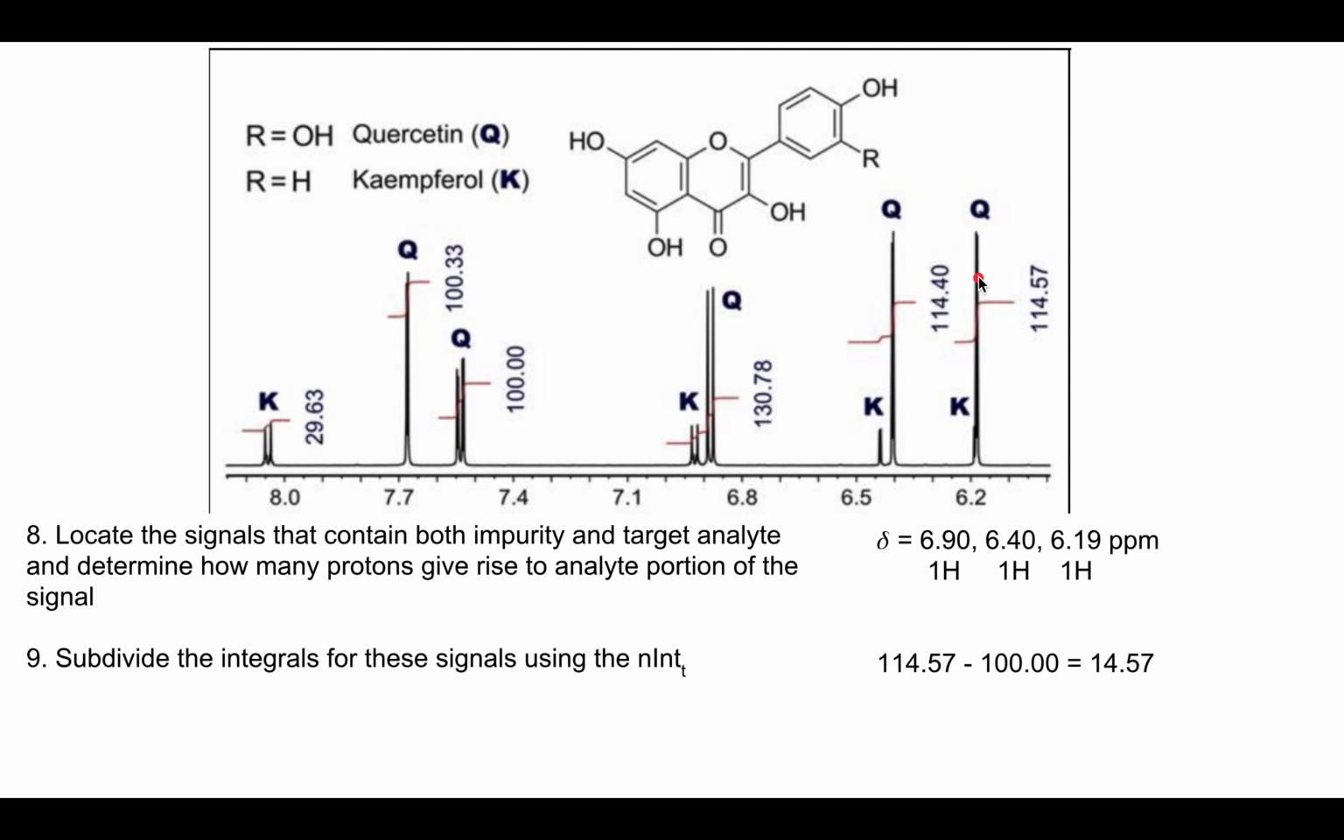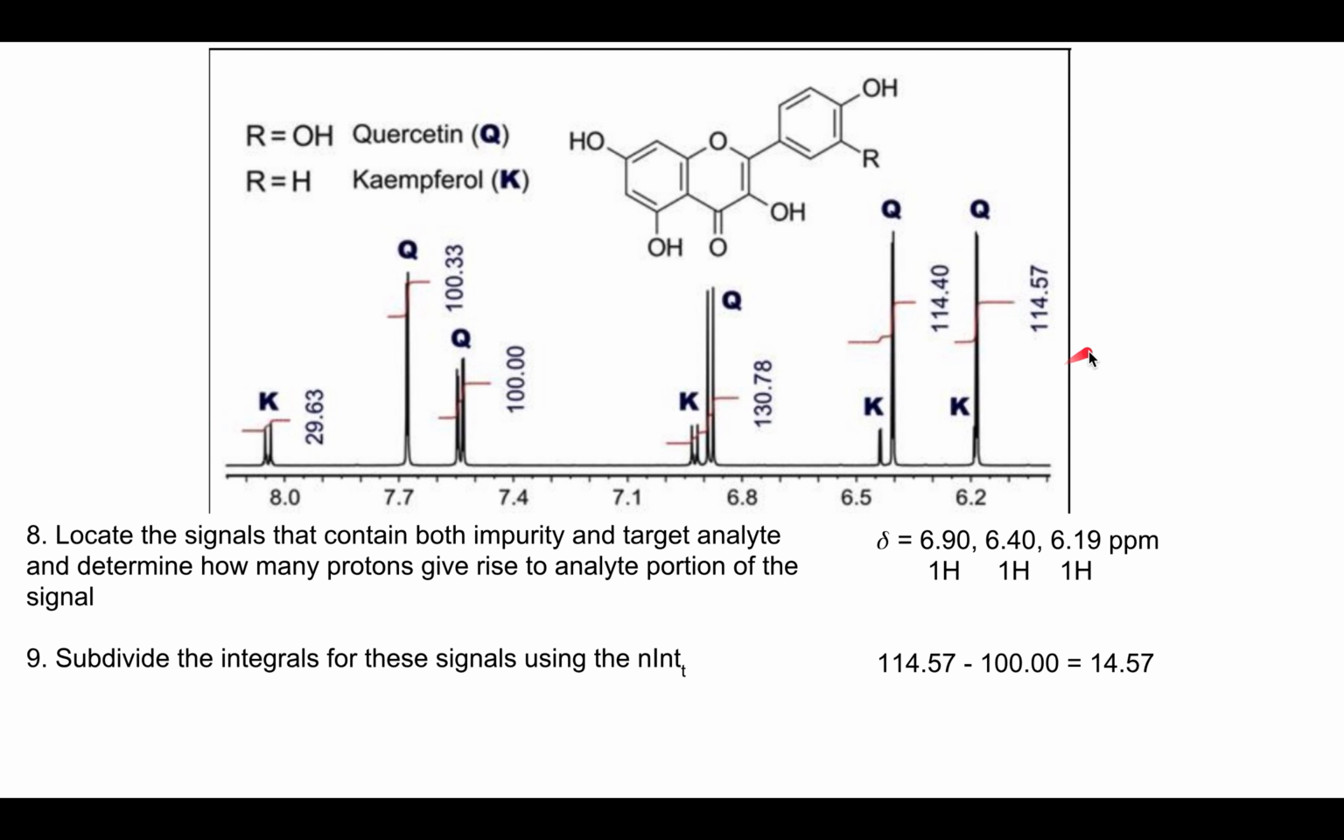Step 9 says to subdivide the integrals for these signals using the normalized integral value of the target analyte. We know that each of these signals is a combination of our analyte and our impurity, but we need to determine the integral value for the target analyte and our impurity. We can do that by subdividing the integral using the relationship that we established earlier. We know that 1 proton in our target analyte is equal to an integral value of 100.